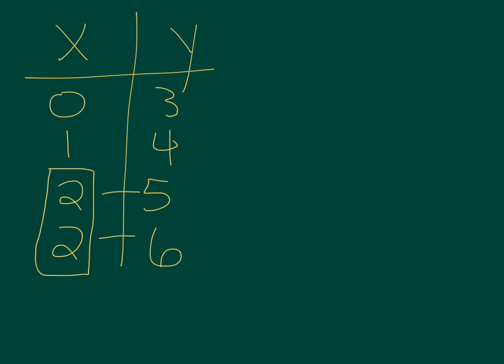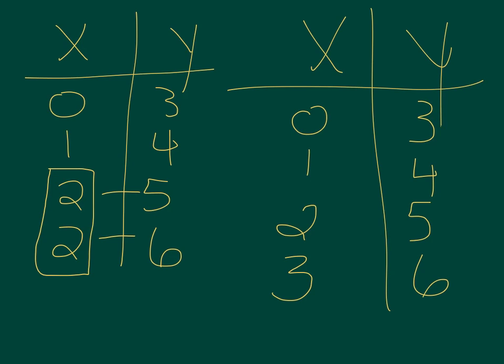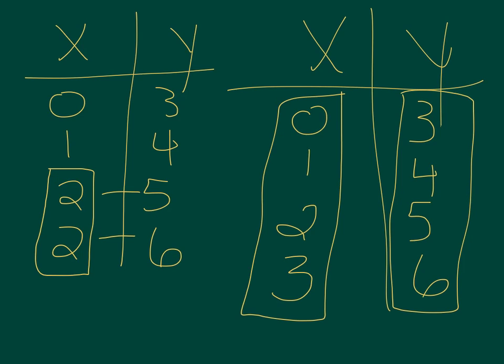But if we made another xy chart, you can see on this xy chart, every x value has only one y value. The 0 goes with the 3, the 1 goes with the 4, the 2 goes with the 5, and the 3 goes with the 6. Each x value only has one y value. That's how we know that this is a function.